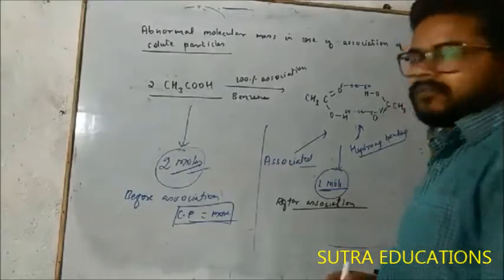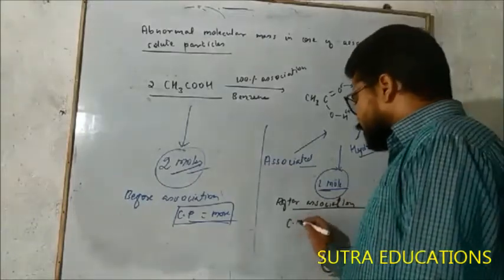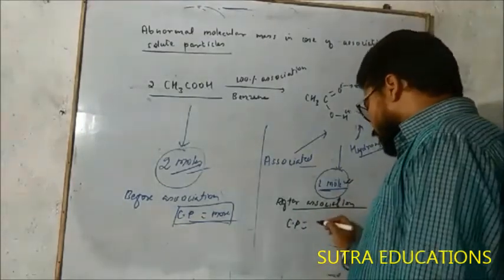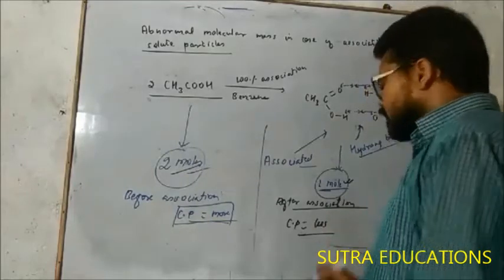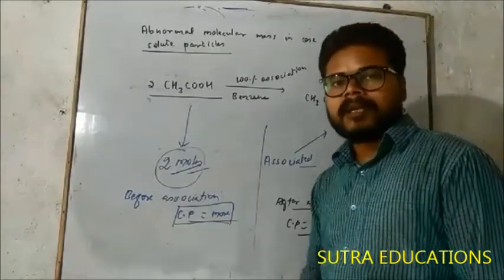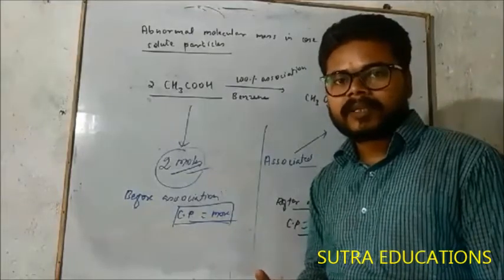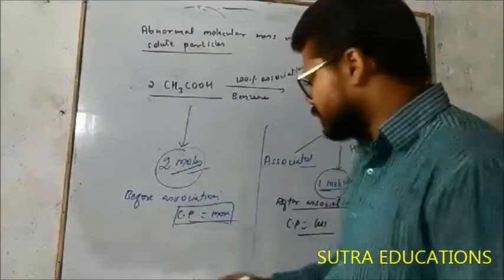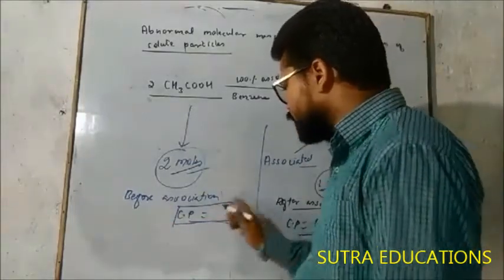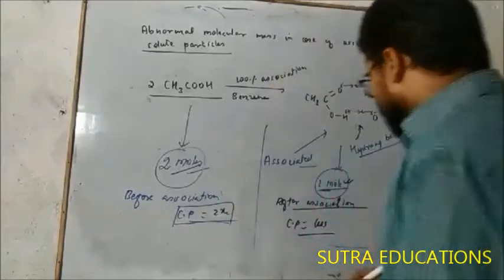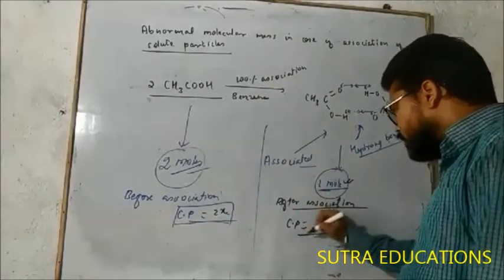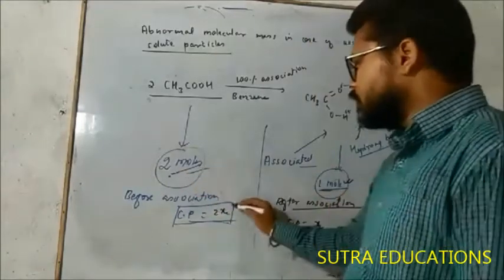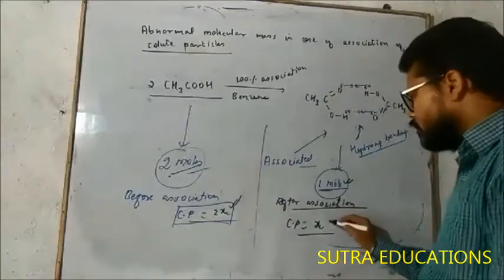After association, what will happen? After association, only 1 mole is left there, so colligative property will be less. And as molecular mass is inversely proportional to the colligative property, in this case if colligative property was just doubled, say here it is 2x, then this time it will be equal to x, just reduced by 1 by 2. It was 2, it is 1. So if it is 2x colligative property, here it will give you x.